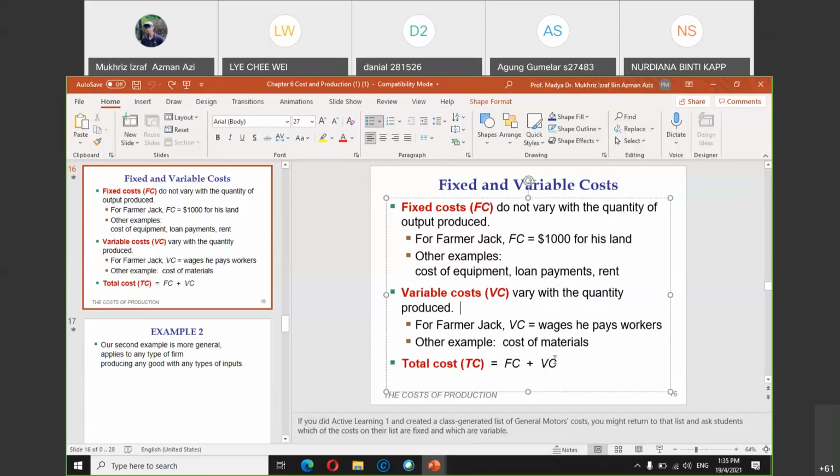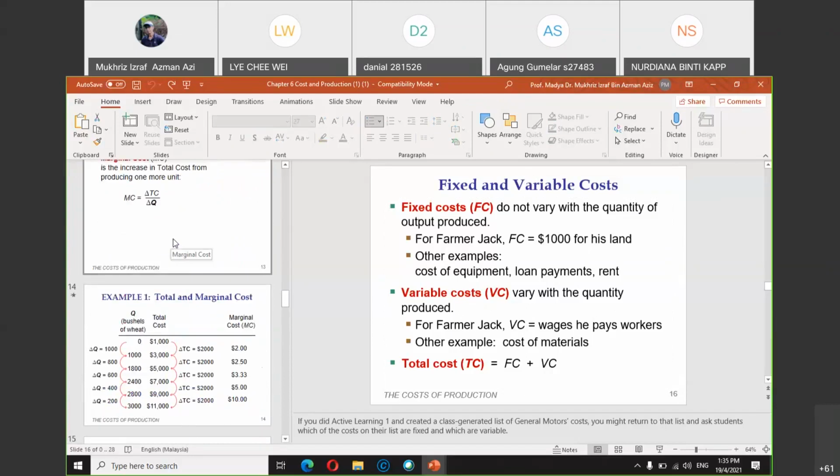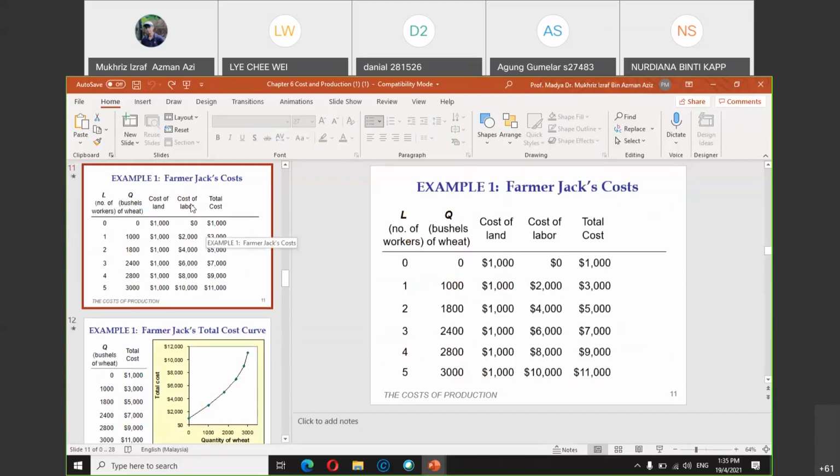So total cost is the sum of FC plus VC. In this slide here, of course, we don't define yet what is fixed cost and what is variable cost.